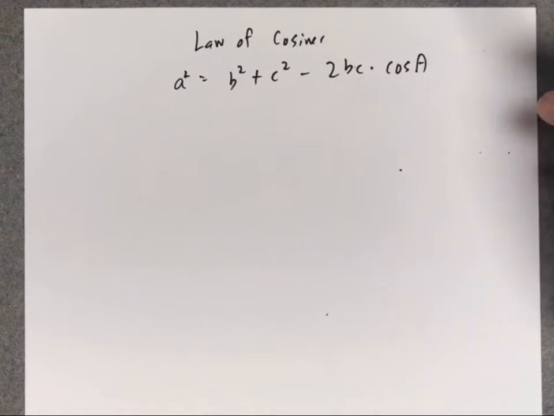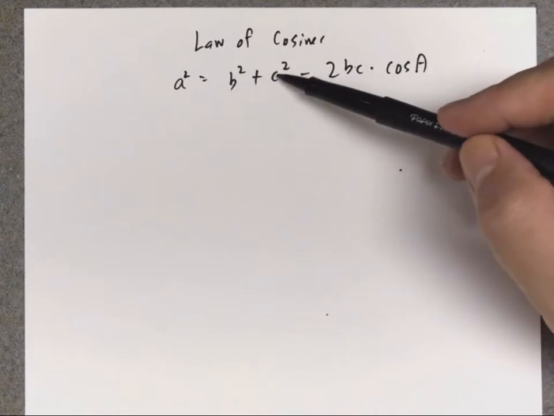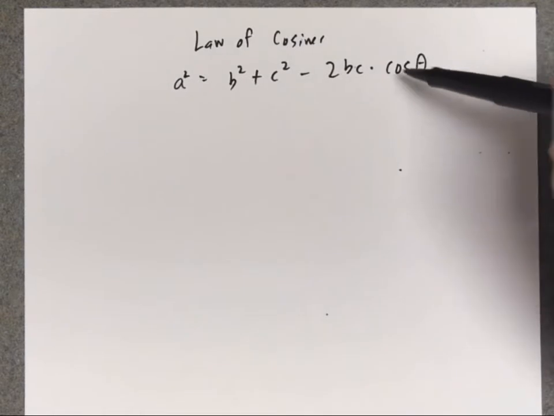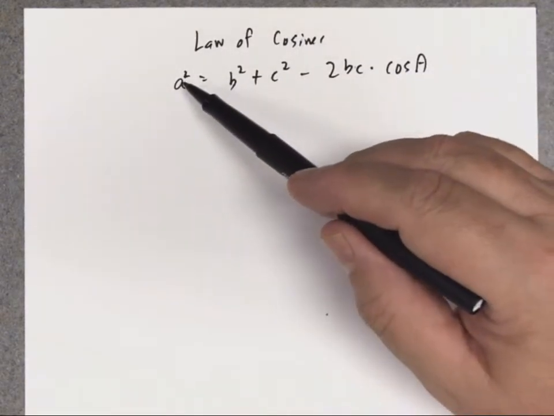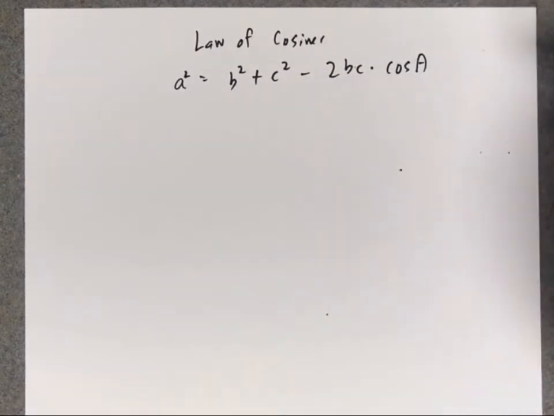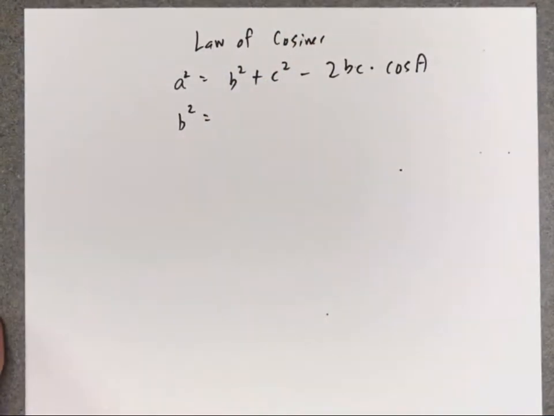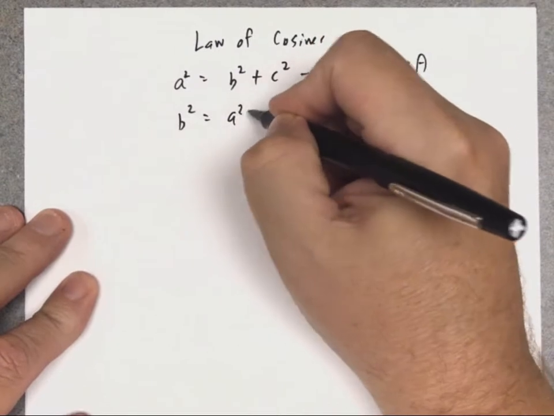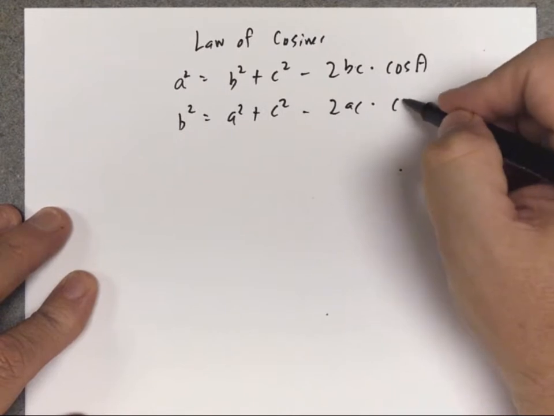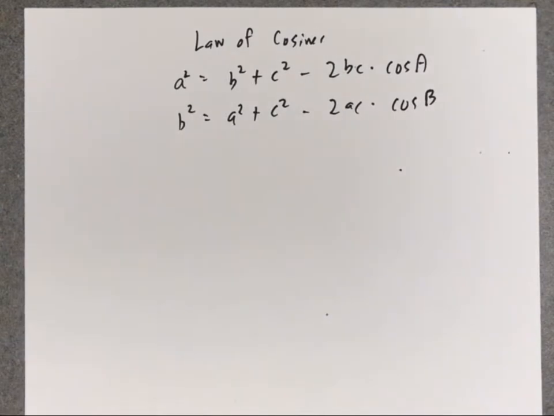So what's going on here? First of all, you notice this formula has all three sides in it. Here's A, B, and C. And then also one angle, cosine A. Whatever is out here, we started with A squared. I have another law of cosines. I can put the B squared out here, and then I end up having A squared plus C squared minus 2AC times, since the B squared's over here, the cosine of B.